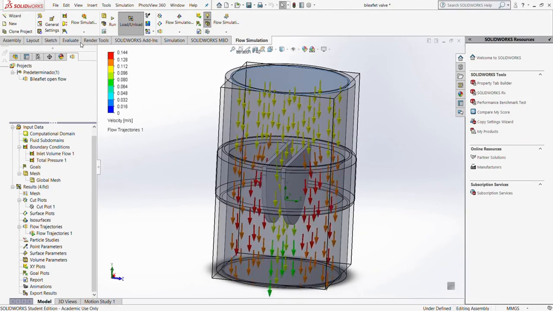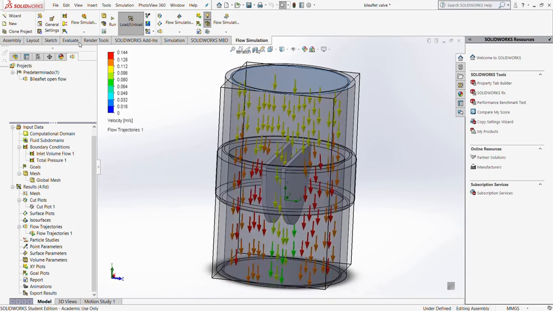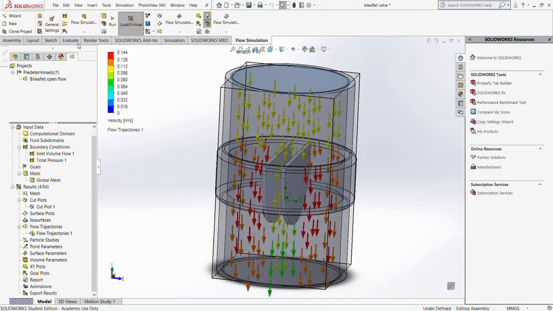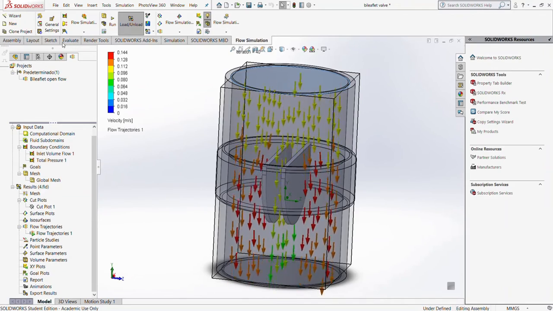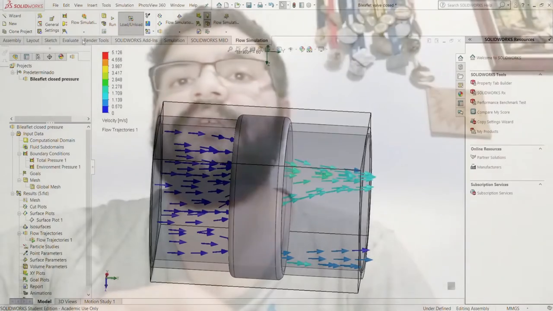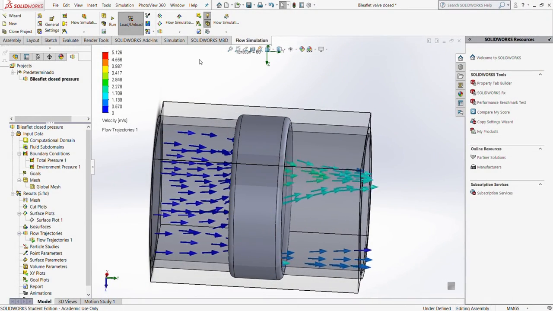Then we have the flow lines and the velocity on the same simulation. As we can see, we have an almost laminar flow, which is really good. And with the velocity, we have a small difference between the velocity on the outer openings and the velocity on the openings between the leaflets, getting a maximum velocity of 0.144 meters over second. Then we simulate the flow when this valve is closed.